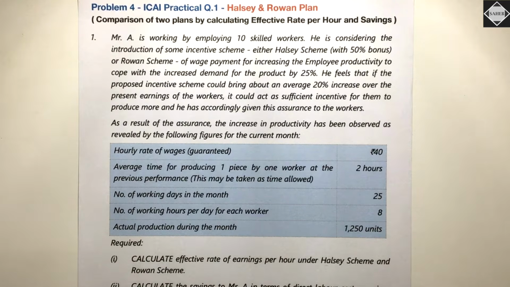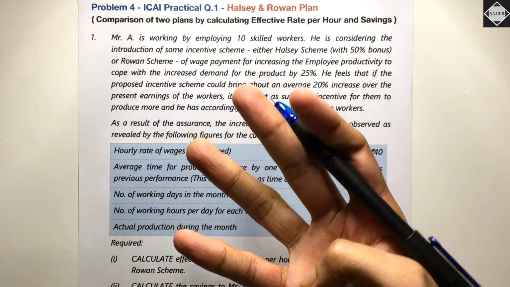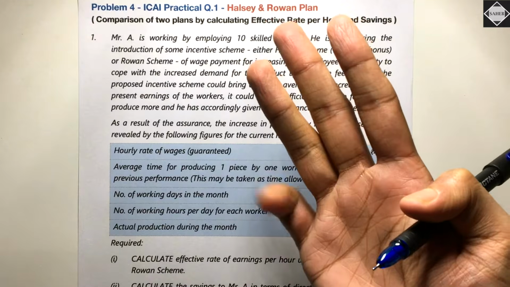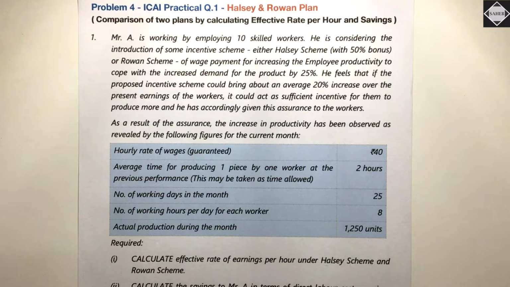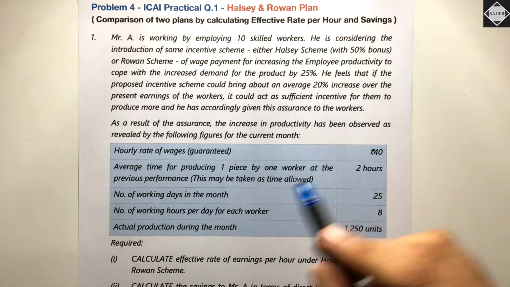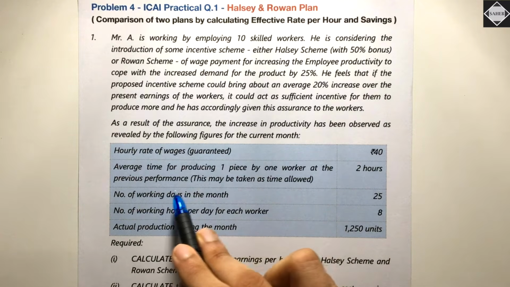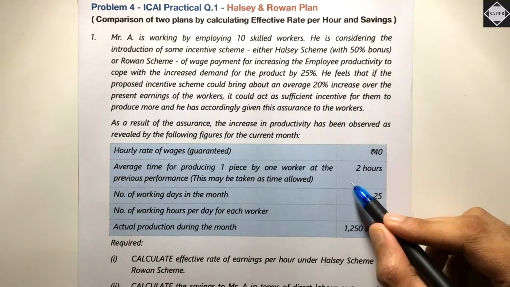Fine. So let's start with Halsey. To calculate earnings under Halsey or Rowan also, what do you need? You need 4 ingredients. You all know. You need standard time, you need time taken, and then you will get time saved, and then you also need the time rate. These 4 ingredients you need to calculate the earnings. Fine. So let's extract these things from the question. First we need standard time. Now standard time is given over here. See, average time for producing one piece by one worker at the previous performance. This may be taken as time allowed. Yeah, time allowed means standard time. They are saying 2 hours.